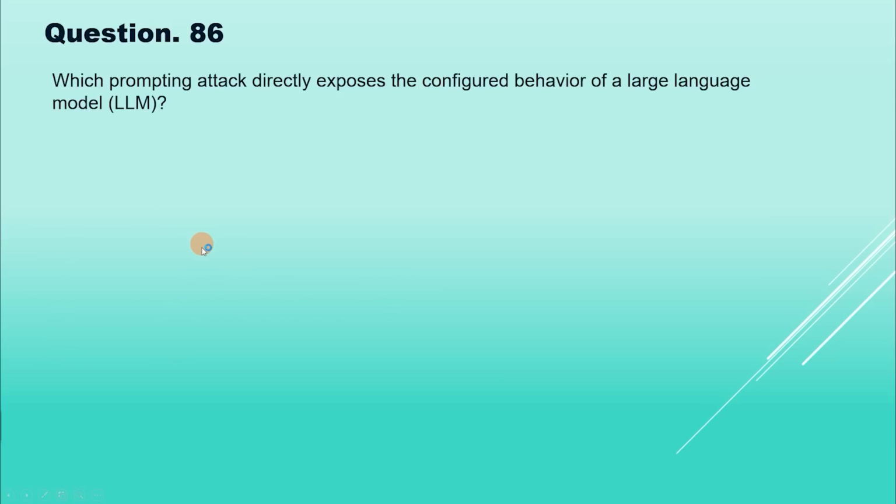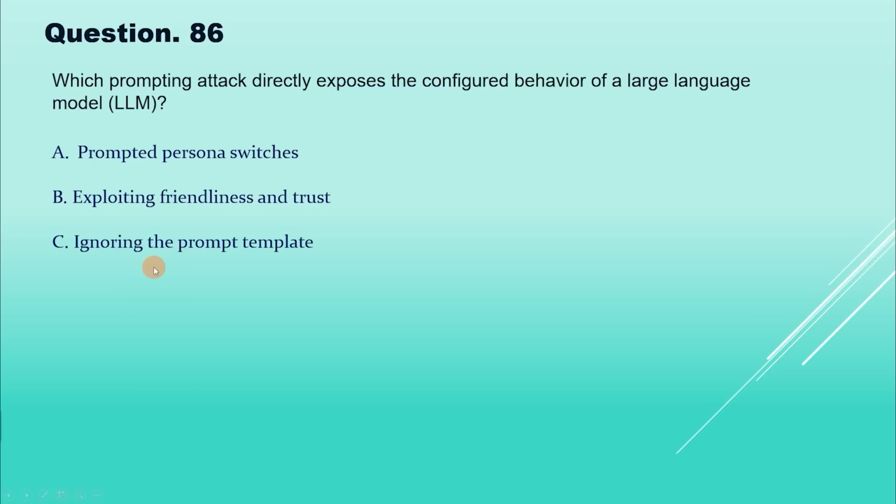Now question number 86. Which prompting attack directly exposes the configured behavior of a large language model? Option A, prompted persona switches. Option B, exploiting friendliness and trust. Option C, ignoring the prompt template. Option D, extracting the prompt template. Try to guess the correct answer. I will wait for you.